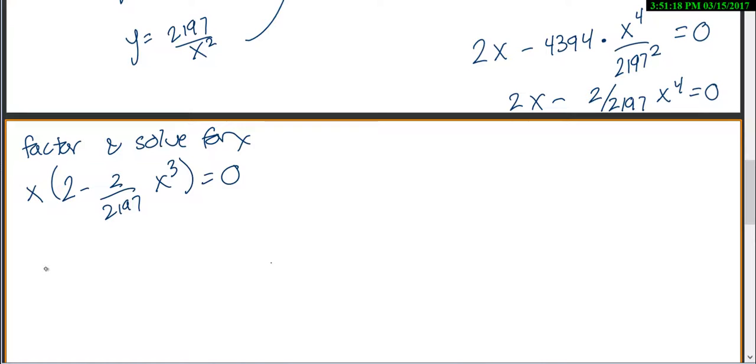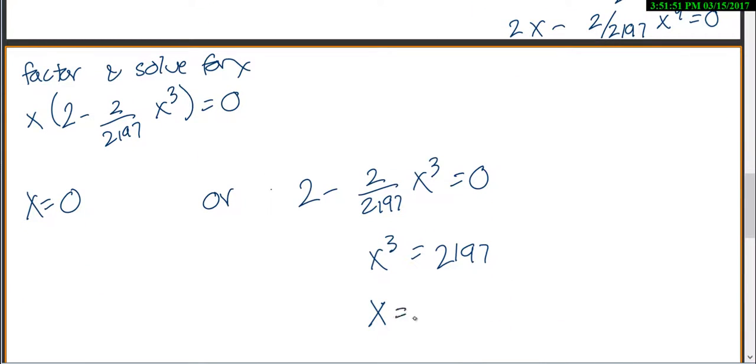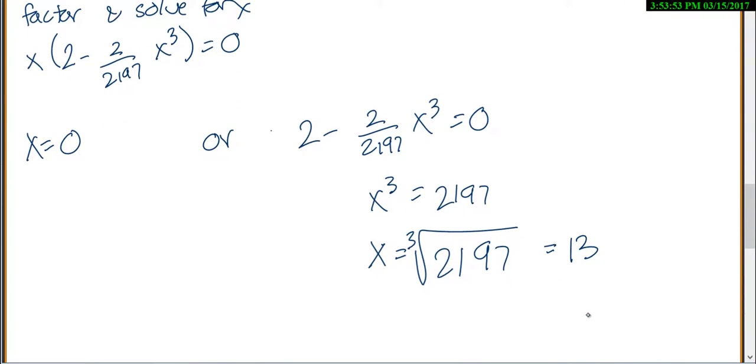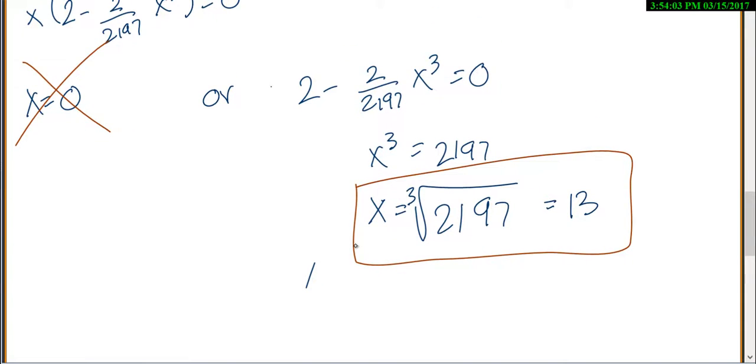So you set each part equal to 0. So x equals 0, or 2 minus 2 over 2197 x cubed equals 0. And let's go ahead and rearrange this. So x cubed equals 2197. And if you take the cube root, which equals 13. Okay. Now as you look at these, can x be 0? Does it make any sense to make a box that has a 0 as any dimension? No. So the only logical one would be this x equals 13.